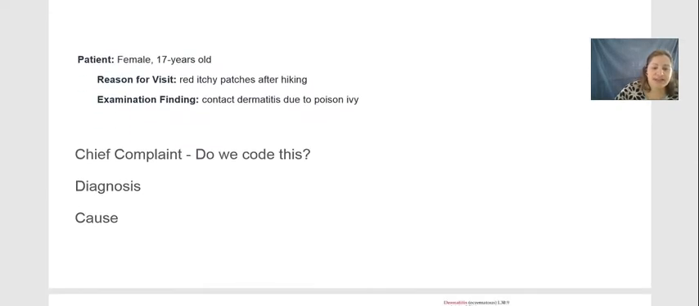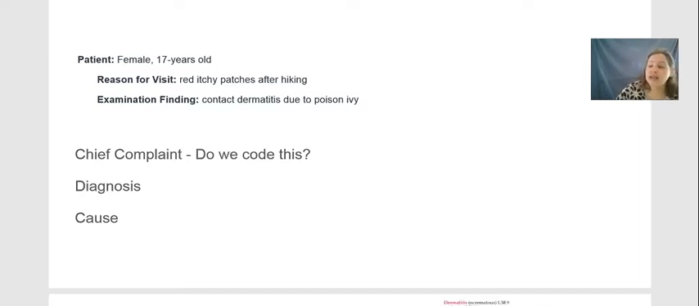So the patient comes in and says, "I was hiking and I have these red patches on my skin that itch." After an exam, the doctor says you have contact dermatitis, which means inflammation of the skin from touching something, and it's due to poison ivy. Now, that patient might go home and say to their family, "I have poison ivy," but technically they have contact dermatitis caused by the poison ivy. So the chief complaint is what the patient said. So that would be the red itchy patches. I heard you say it.